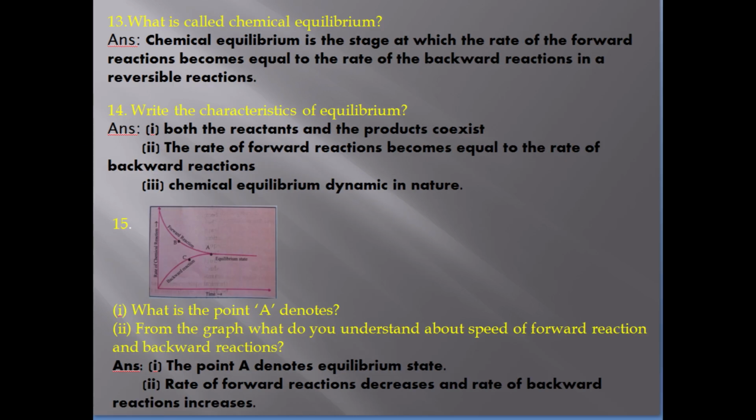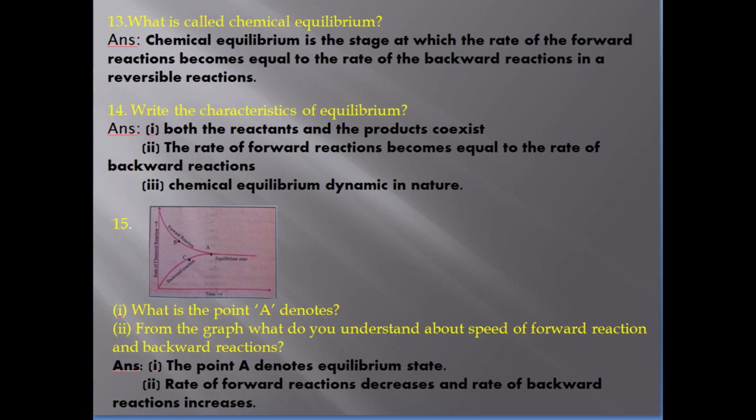In reversible reactions, when the rate of forward reaction is equal to the rate of backward reaction, the reaction seems to be stopped. At this stage, the reaction is said to be in equilibrium. What are the characteristics of chemical equilibrium? At equilibrium, both the reactants and the products coexist. The rates of forward and backward reactions become equal at equilibrium. Chemical equilibrium is dynamic at the molecular level. Chemical equilibrium is attained in a closed system.